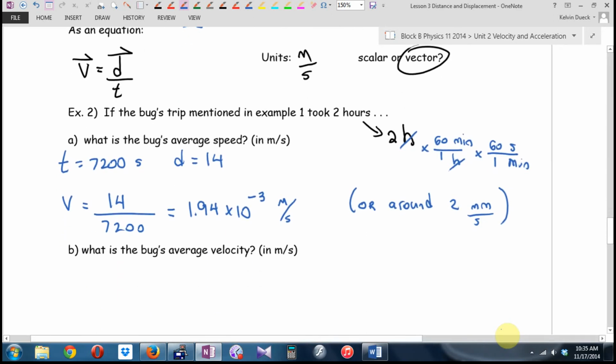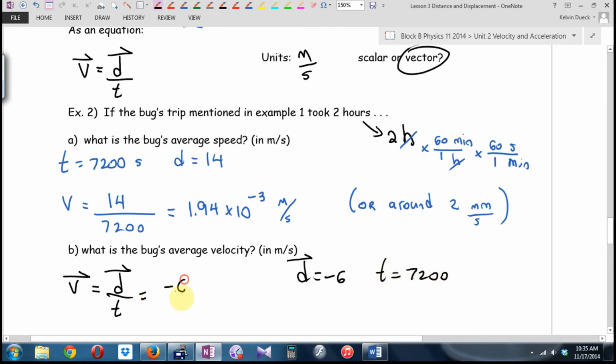What's the bug's average velocity? Okay. Velocity is going to be displacement over time. What was the displacement for the bug? It wasn't 6. Got to have a directional component as well. The time is still 7,200. So I'm going to get a velocity of -6 over 7,200.